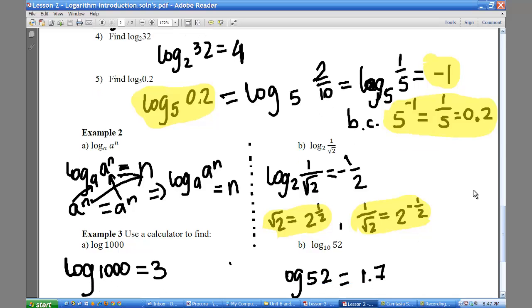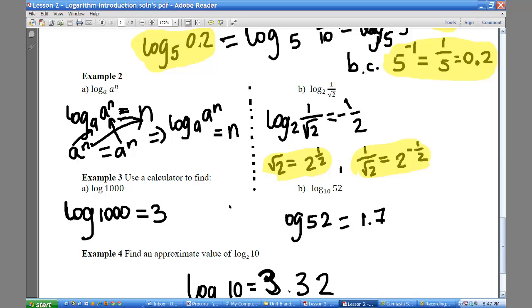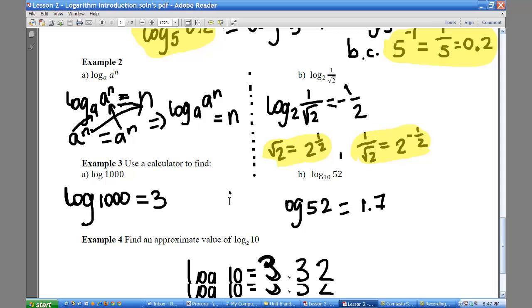Now, sometimes we just simply can't calculate it without a calculator, so we have to use a calculator. Use a calculator to find log of 1000. Remember, when there is no base written, we assume that it's a 10. So log 10 of 1000 equals 3. The number 10 was raised to the power of 3 to get 1000.